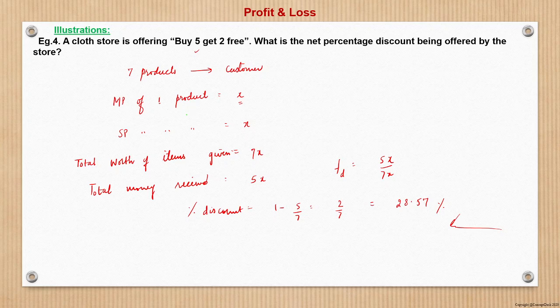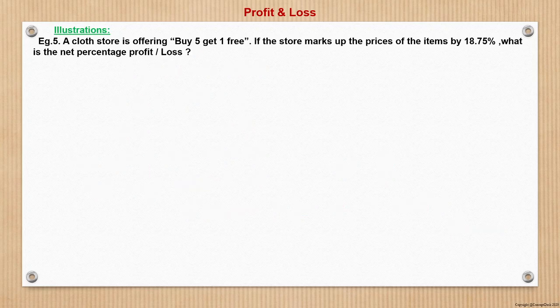The only thing we should keep in mind is that when it is written that buy 5 get 2 free, it means that the shopkeeper is basically giving 7 items, whereas he is being paid only for 5 items. So that 5 upon 7 is the total. In a way we can say that as against the price of 7 items, the customer is paying only for 5 items. Therefore, what is the discount? He is offering a discount of 2 upon 7, that is 28.57%.